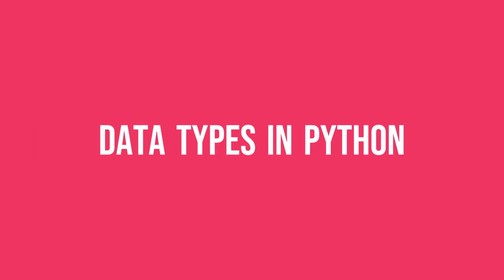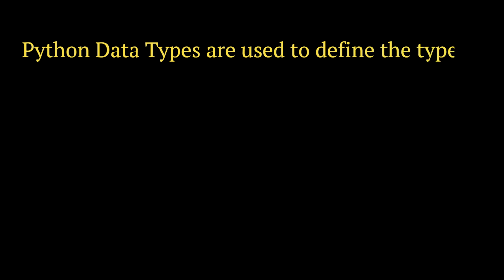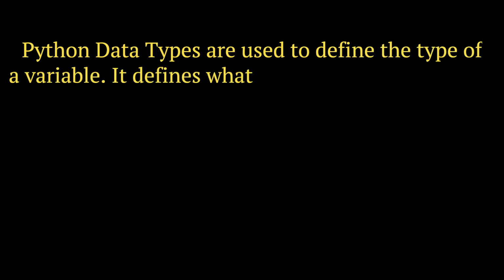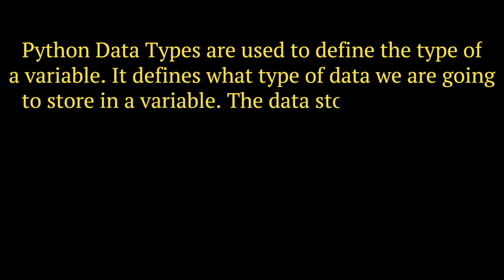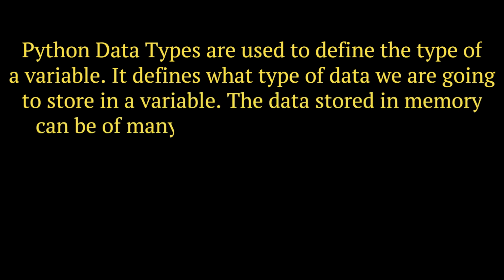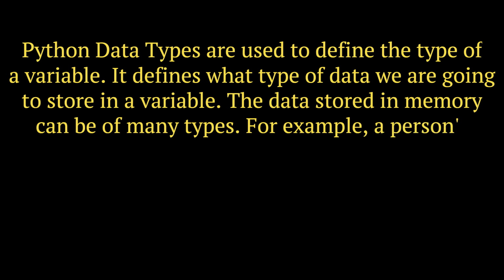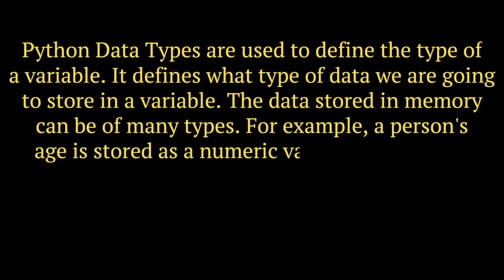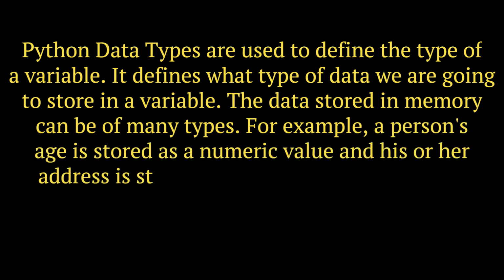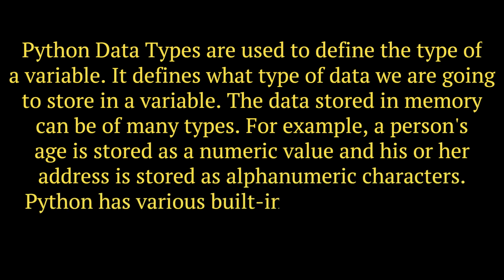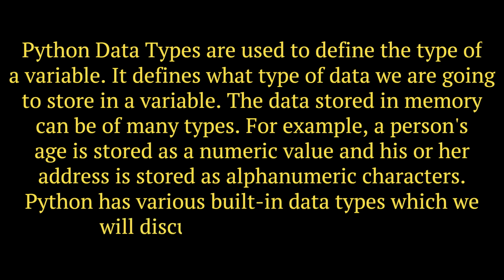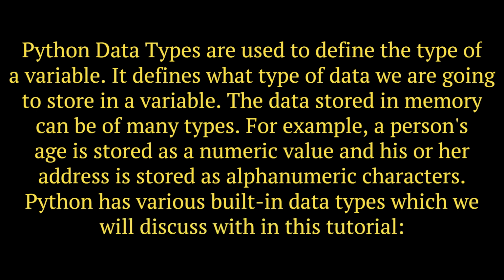Now we will discuss data types in Python. Python data types are used to define the type of a variable. It defines what type of data we are going to store in a variable. The data stored in memory can be of many types. For example, a person's age is stored as a numeric value and his or her address is stored as alphanumeric characters. Python has various built-in data types which we will discuss within this tutorial.